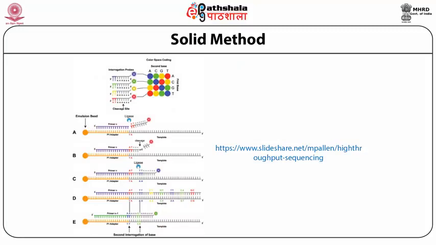Here we can see that different oligonucleotides labeled with different fluorescent dyes are allowed to attach to the target DNA, and wherever these oligonucleotides attach, that ligation site can be identified. Identification of that ligation site forms the principle of the SOLiD method of DNA sequencing.